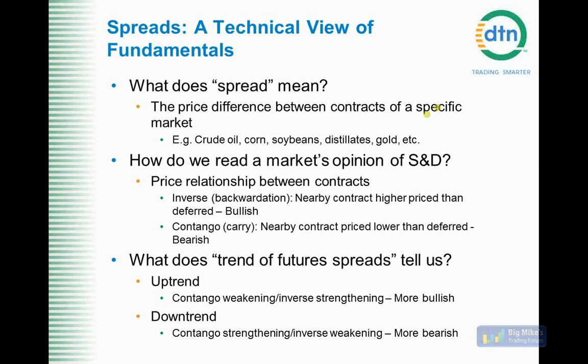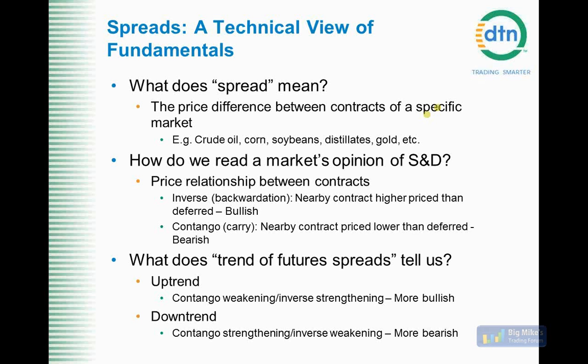Now, if we see a downtrend on a spread chart, that means the contango or the carry is strengthening, or the inverse, or backwardation, whatever you want to call it, is weakening, and that's a more bearish view of the market. So uptrend, obviously, getting more bullish as we go along. Downtrend, getting more bearish. It means the price relationships are changing as such. The market's changing its mind.